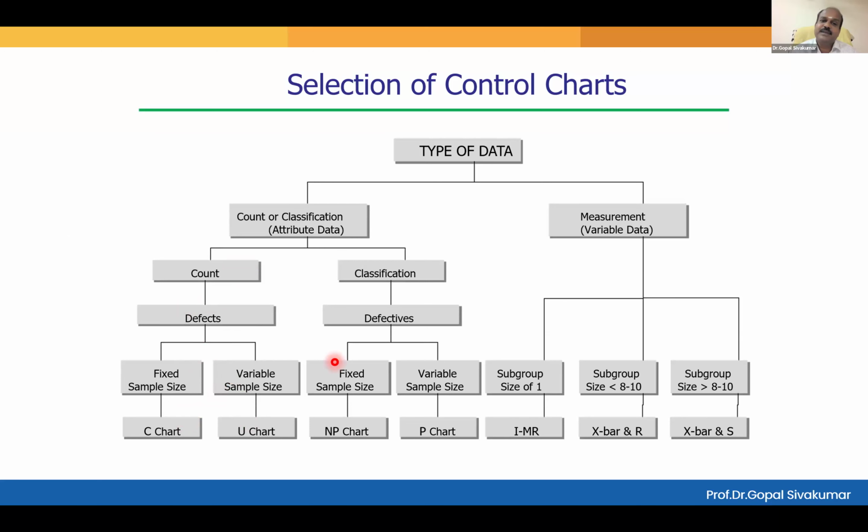Suppose you just randomly pick 10 invoices and then do a thorough check. Now you go for C chart. Clear? So whether it is an error, mistake or a defect, C and U.